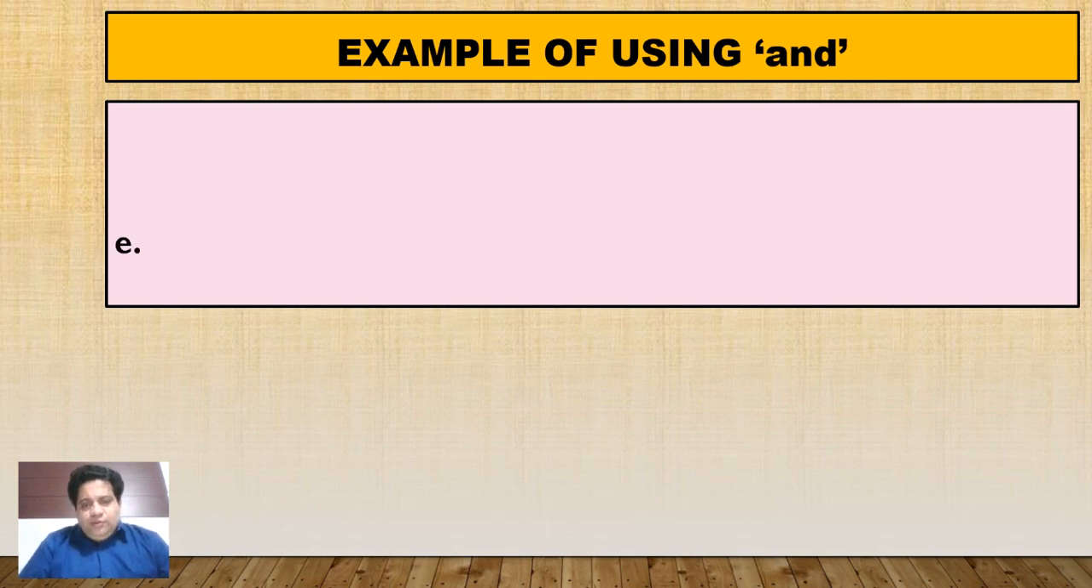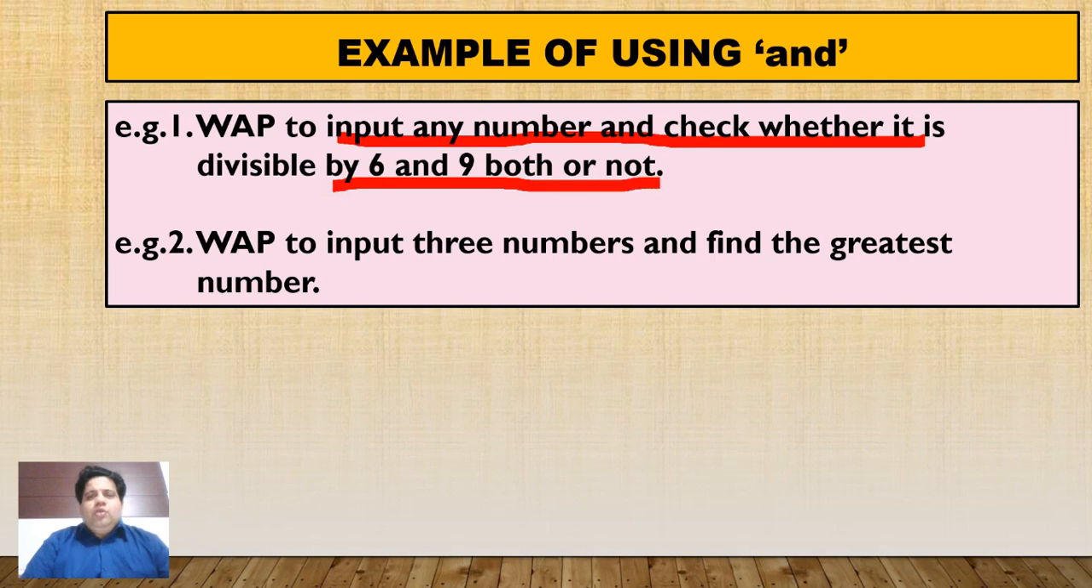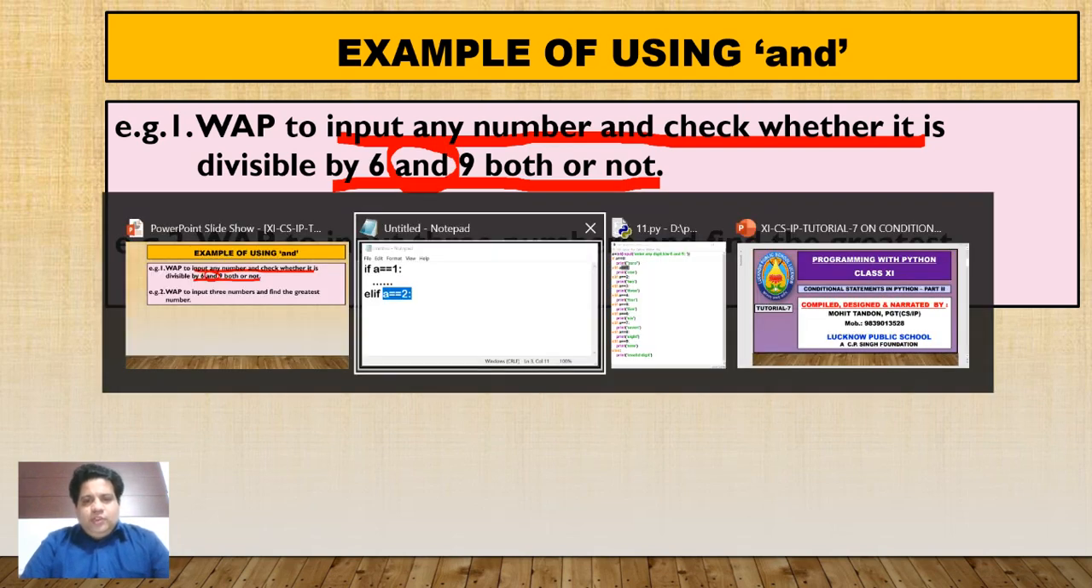Suppose I ask you to input any number and check whether it is divisible by 6 and 9 both or not. It means you have to take input from the user any number and you have to check whether it is divisible by 6 and 9 both. Now see there, and. It means दोनों से divisible होना चाहिए. Now how will you do this program?